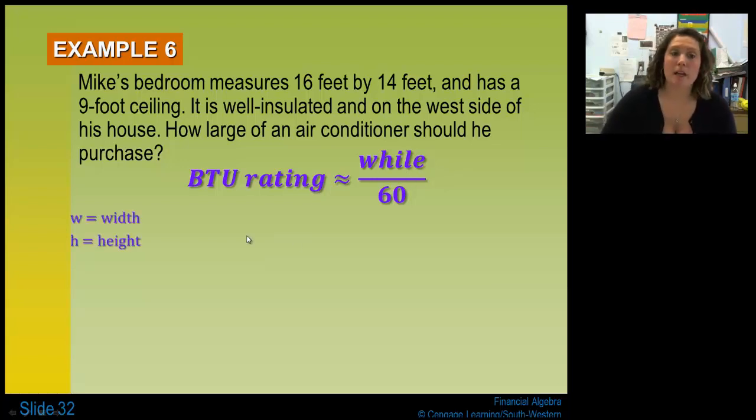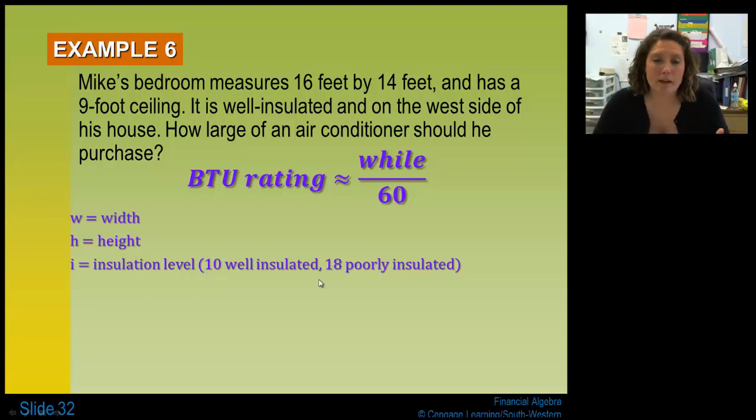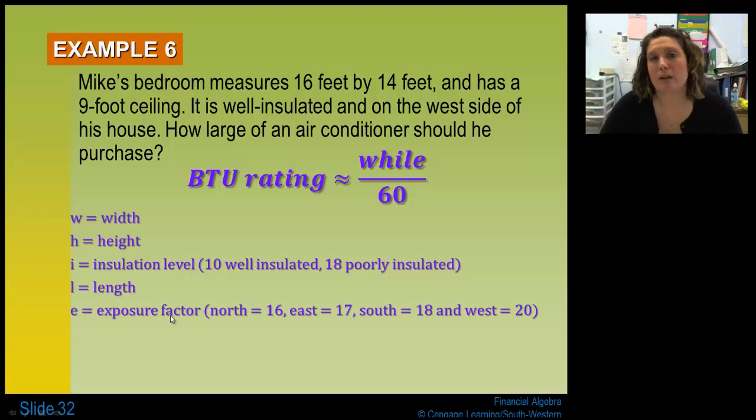W is width, H is height, I, this one is new. This is the insulation level, so the insulation rating. If it is well insulated, it gets a 10. If it is poorly insulated, it gets an 18. So the better insulated it is, the lower the value. L is length, and E is the exposure factor, so where the room is based on geography. So is it facing the north, the east, south, or west? And each of those has a different rating because of where the sun shines.